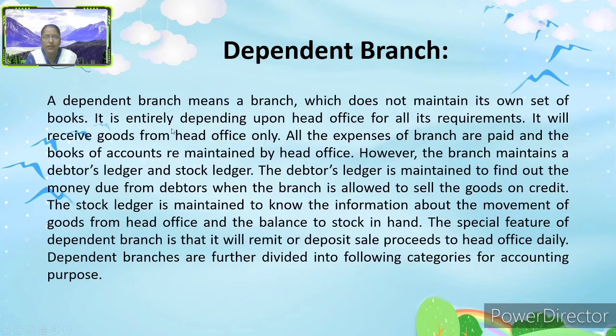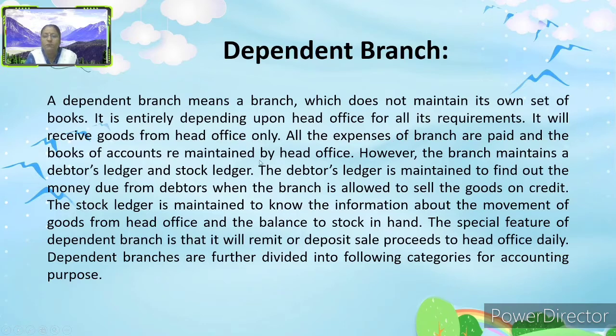The name itself indicates a dependent branch. This branch is entirely dependent on the head office for everything, that is, the maintenance of the accounts. Whatever the matter may be, it does not have any rights. It has to depend on the head office. Whatever instructions are given by the head office, according to that the branch has to maintain the books of accounts.